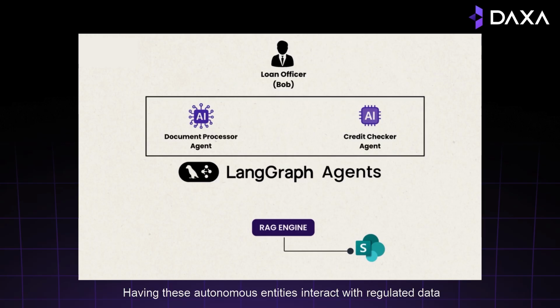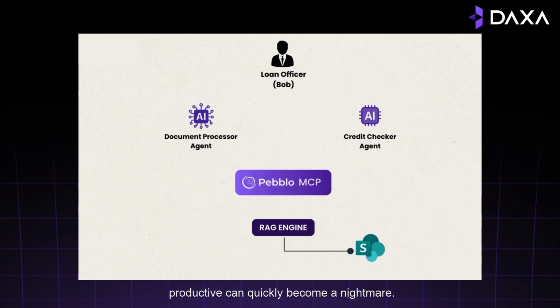Having these autonomous entities interact with regulated data means not just respecting permissions inherited from Bob, but also adhering to regulatory and company policies, such as not allowing agents to work on data marked confidential or secret. Balancing all these compliance controls while keeping agents productive can quickly become a nightmare.